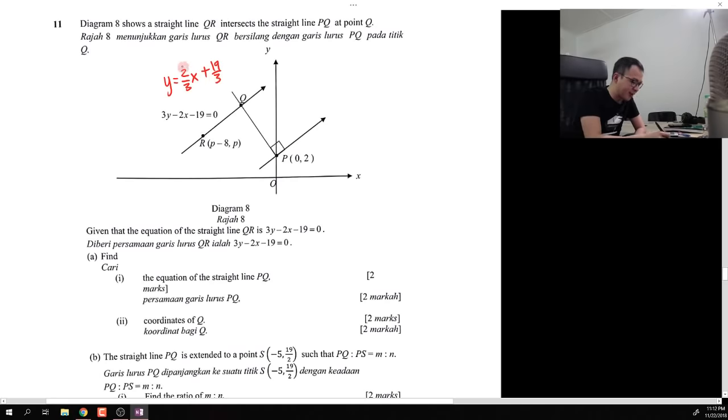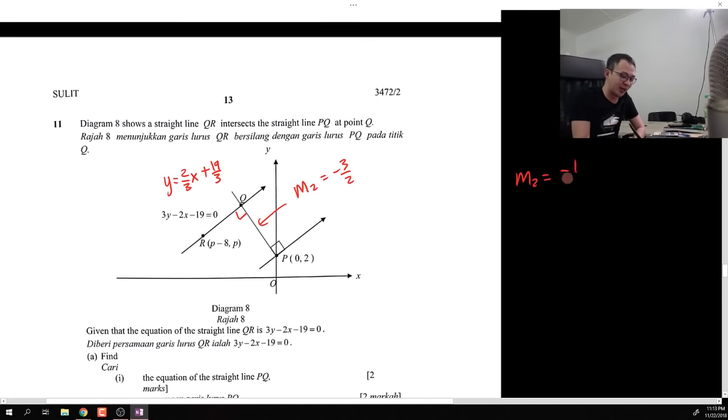So if this gradient is 2 over 3, then I can know this gradient because they are 90 degrees to each other, right? So m2 will equal to negative 3 over 2. If you do not know how to get negative 3 over 2, you just do m2 equals to negative 1 over m1.